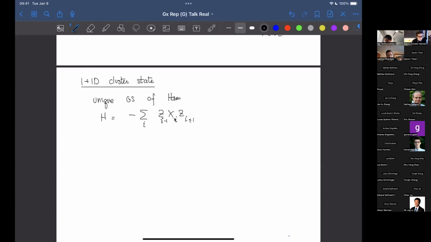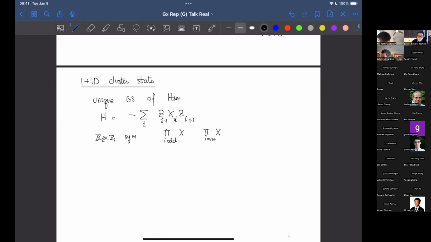And all the terms commute. And so on the closed chain, you can convince yourself that it has a unique ground state. It's given by the +1 eigenstate of all these Pauli operators together. And it's protected by Z2 times Z2 symmetry, which is the product of all odds of X and all even of X.